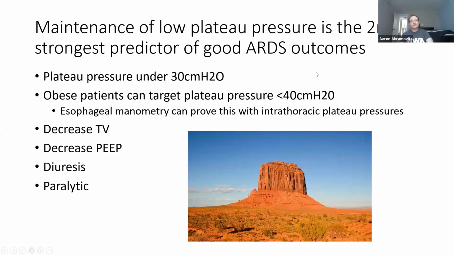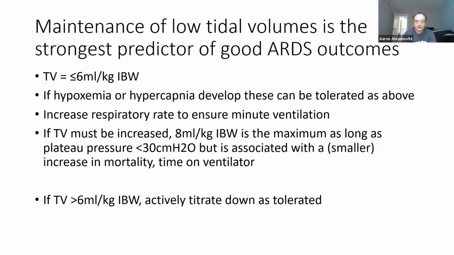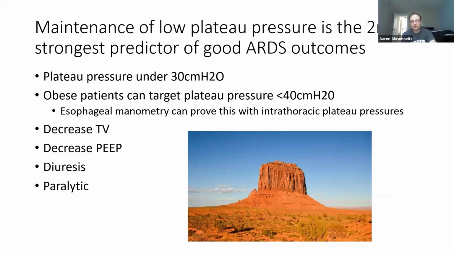The second strongest predictor of a good outcome is maintenance of low plateau pressures. Once again, you can target a little higher one with very obese patients, which all of our COVID ones are. To meet these plateau pressure goals, you can decrease the tidal volume or PEEP. You can diurese, and also paralytic can help. And as you're starting to see, for some troubleshooting, I advise increasing. For some, I advise decreasing. All of these goals are really tangled together, and you have to keep in mind the priority, which at the beginning we said, you got to make sure they have an oxygenation and a ventilation at this minimum level, and then the next priorities are low tidal volume, low plateau pressure.